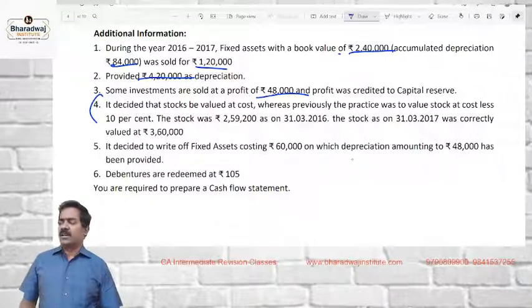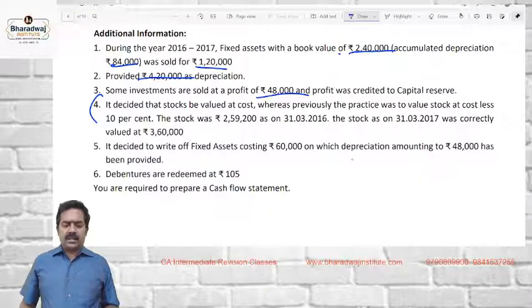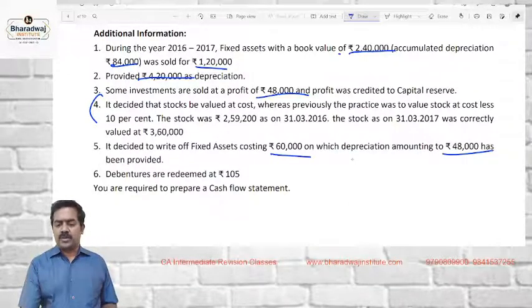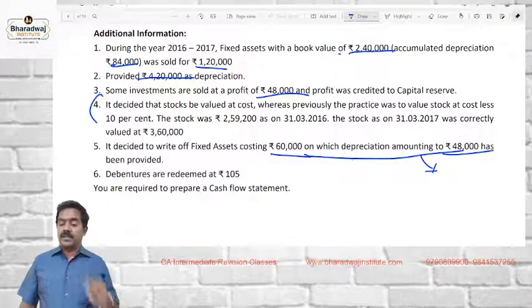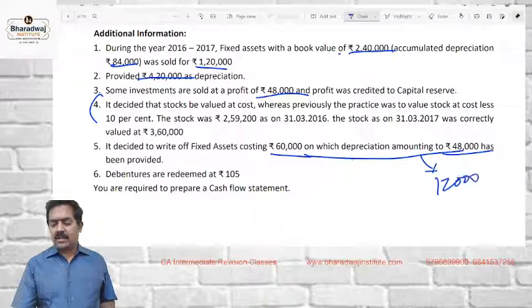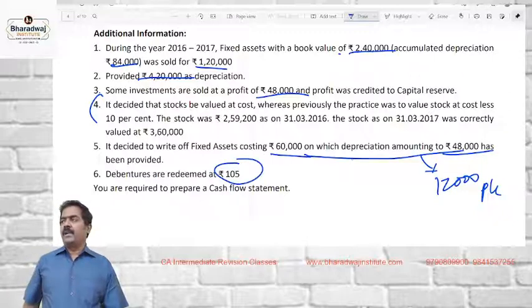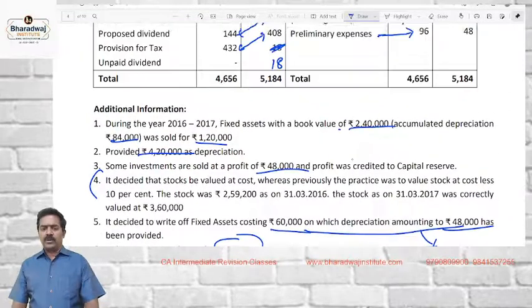Opening stock and closing stock they have given. Like a rectification of error. You have to adjust and take it. Then write off the fixed assets costing how much? 60,000. Accumulated depreciation how much has been provided? 48,000 has been provided. So how much will be the loss? Out of 60,000, 48,000 accumulated depreciation means what is the loss? 12,000 you will charge it in which account? P&L account, like a CFO, indirect method you will add. Debentures were redeemed at 105 means 5% premium. Prepare what? Cash flow statement.